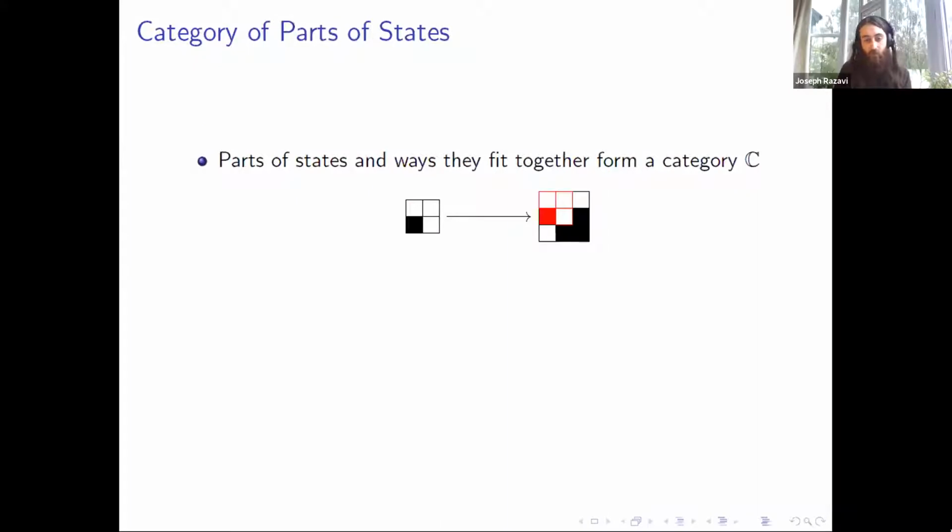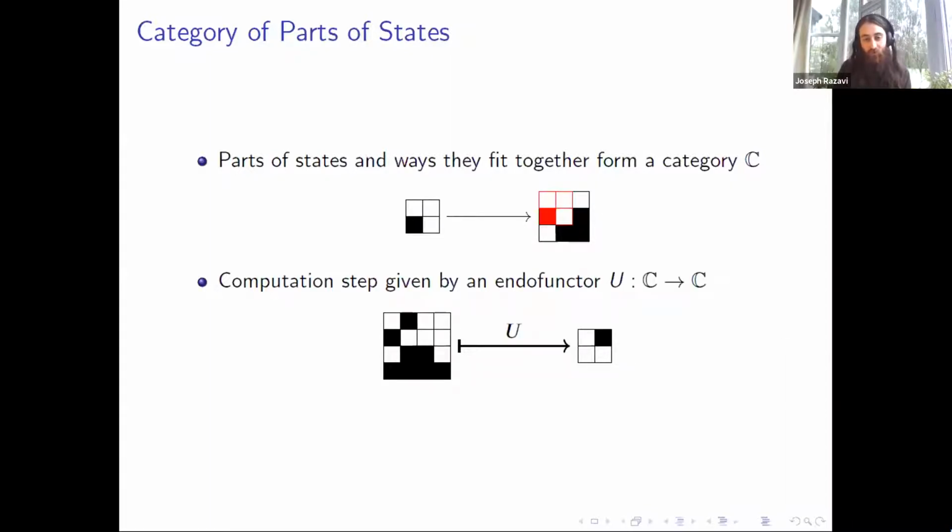So in our running example, the parts of states are these little colored grids with black and white squares. And the morphisms are ways in which one of these grids can fit into another. And I'll sometimes highlight in a different color the image of a morphism so that you can tell where this morphism lands. But that's not part of the object. The object is just black and white. That's just me highlighting what the morphism does. And then our one step of computation will correspond to an endofunctor on this category of states and parts of states. And here's what it would do to this piece here.